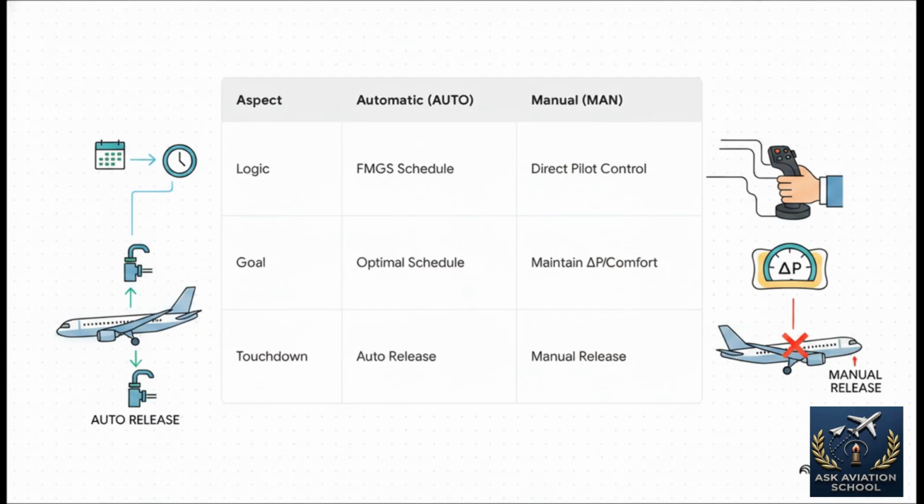And here is the most important takeaway for safety. After landing in auto mode, the outflow valve opens automatically to depressurize the plane. In man mode, it does not. It stays right where you left it. It is 100% the crew's responsibility to open it up.